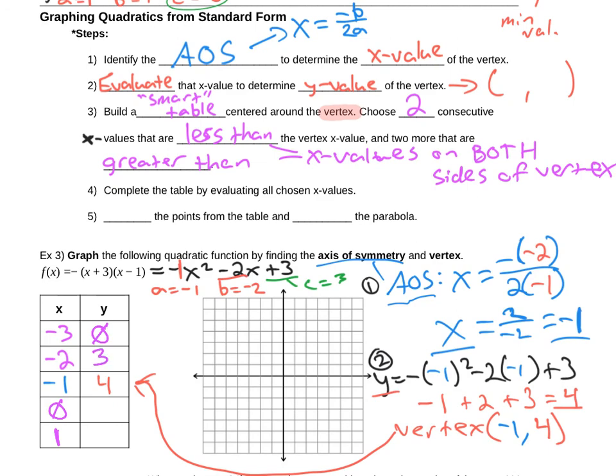And then on the other side of the vertex, 0 puts an output of 3. And then we get 1 in, 0 comes out. Another interesting 0 here. We have a 0 here and here. Now, when we build the table, we should see symmetry right in the middle because we chose the vertex. All right, now that we've built our table around the vertex, chose these x values on both sides, evaluated these x values in step 4, complete the table. Now, our last thing to do is to plot the points and graph this parabola down here.